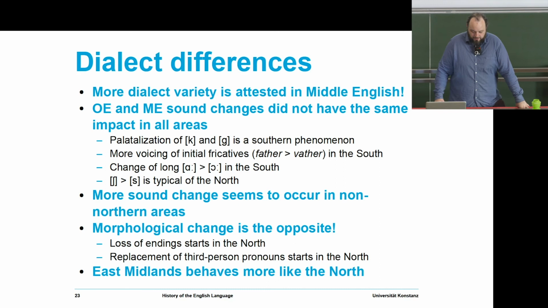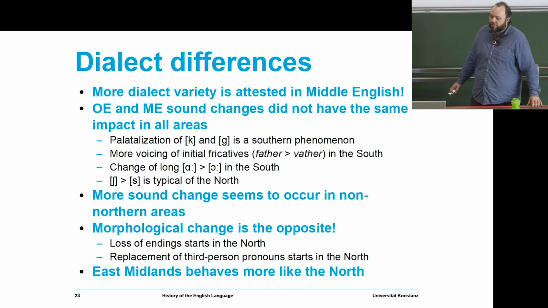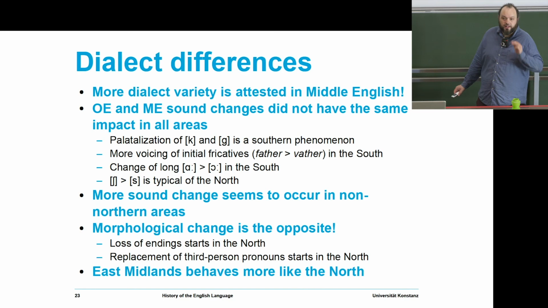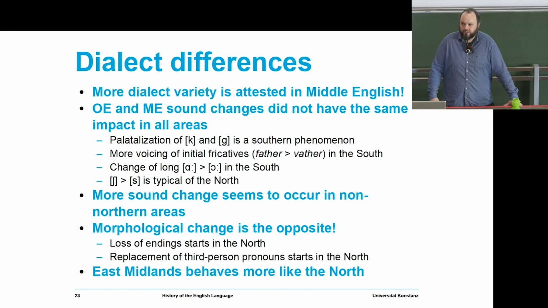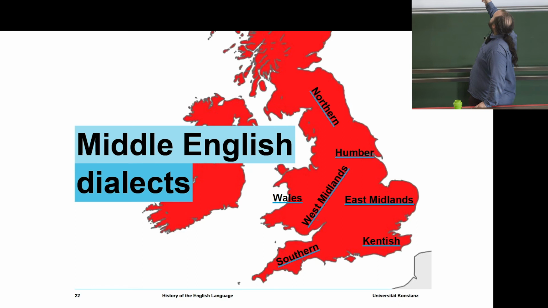In general, what we see, and this is oversimplifying, but it's a rough generalization, is more sound change in the south and more morphological change in the north. So in general, the sounds change more in the southern dialects, and the morphology, the endings, change more in the northern dialects. The loss of endings starts in the north, so the reduction, the move towards a more analytic morphology is something that we see more of in northern texts. And we also see third-person pronouns being replaced in the north. Remember, we talked about third-person pronouns the last couple of lectures. And the East Midlands behaves more like the north. So this bit over here, there's a kind of northeastern effect from these areas, and then the West Midlands behaves a little bit more like the south.